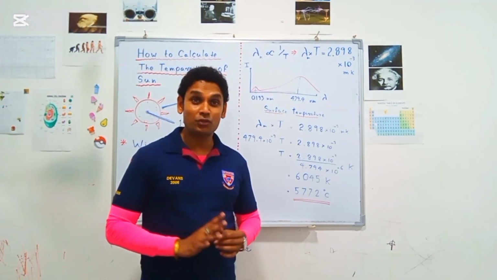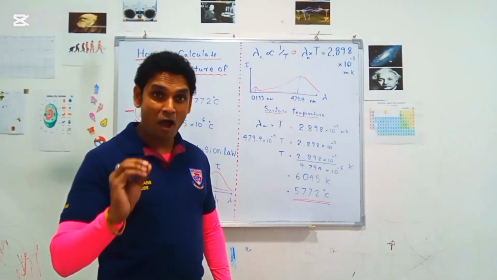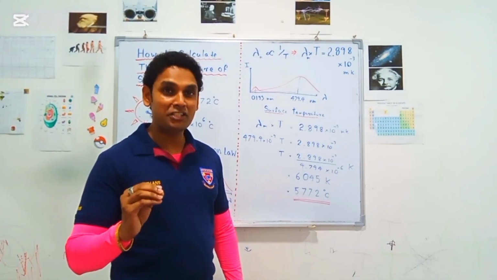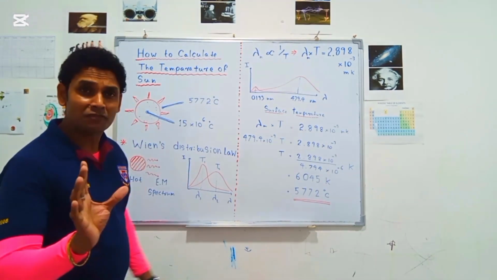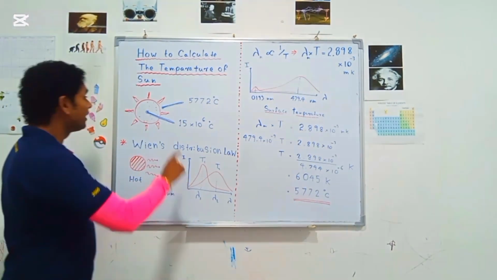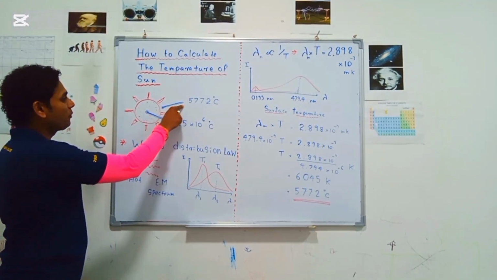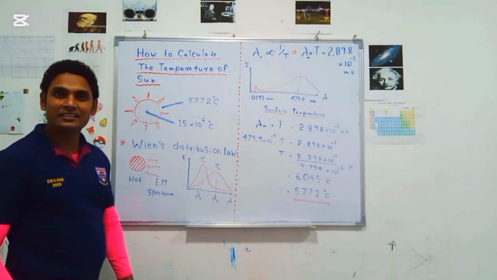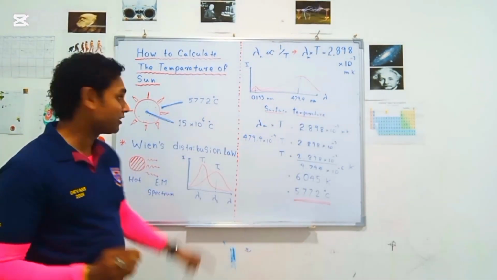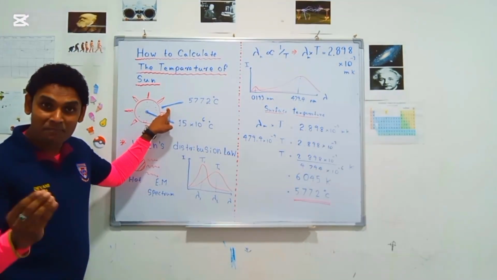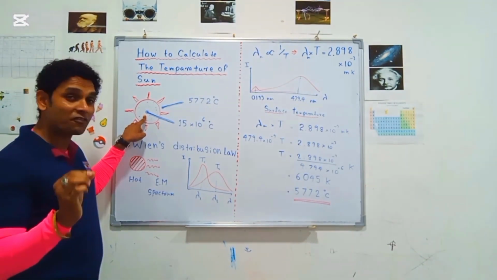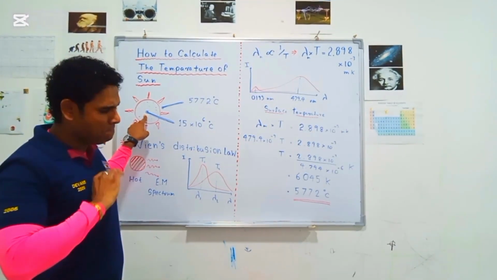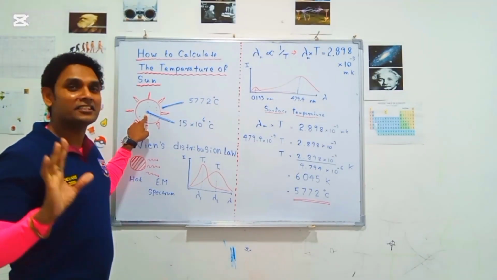Today our focus is to discuss how to calculate the temperature of the sun. First of all, I'm asking one question. Can we put a thermoprobe or thermometer like this or like this to the sun to calculate the temperature? This is for the outside temperature and this for the inside temperature. Can we do like that? No, because first of all, the thermometer will be melted. The sun is that hot.